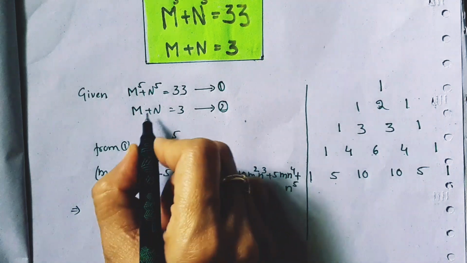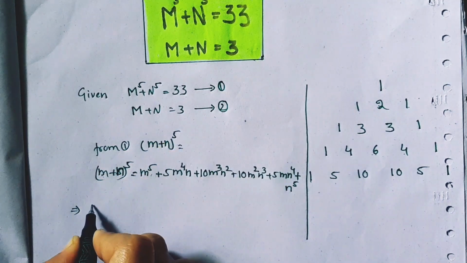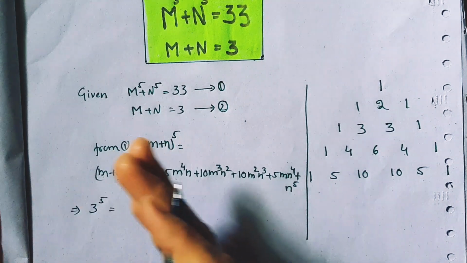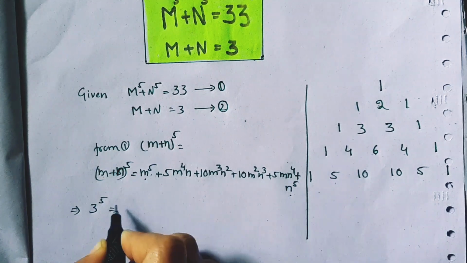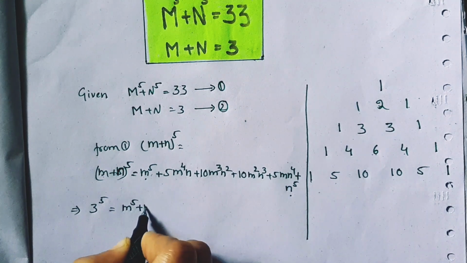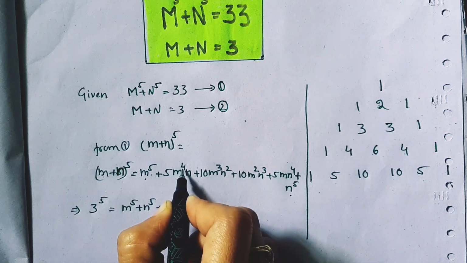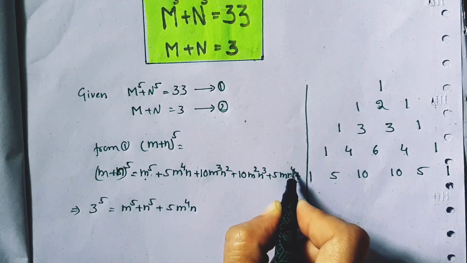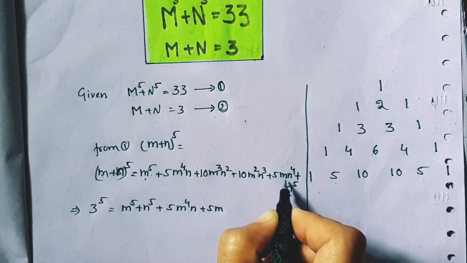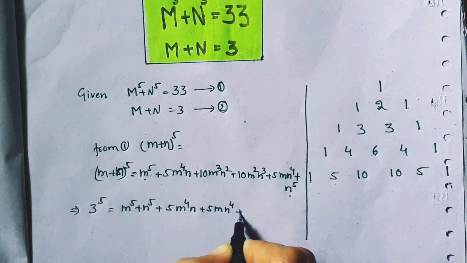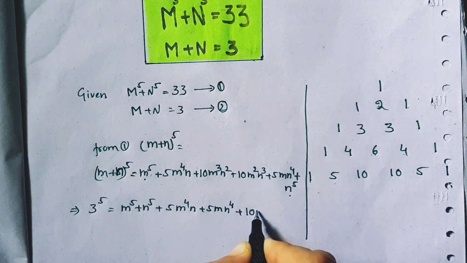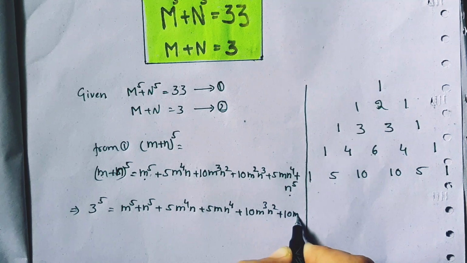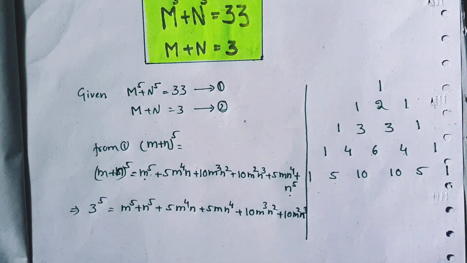Here m plus n, we know the value of m plus n is 3, means 3 power 5 equal to, here I'll write the powers at one side, means m power 5 plus n power 5, then power 4 value 5, m power 4 n, here again power 4 value is also there, 5 m n power 4, then cube I'll take, means 10 m cube n square plus 10 m square n cube.